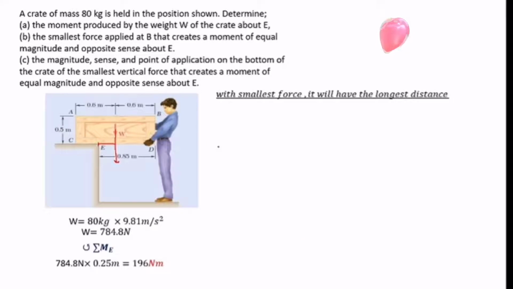Now the question is asking us to find the smallest force applied at B. So we are going to get the force here that creates a moment of equal magnitude and opposite sense about E. So we are supposed to find the smallest force at B. Now we have the moment, but how do you get the distance? I once told you that the smallest force has the longest distance. So we are going to find the longest distance, and from E to B, this is the longest distance, as you can see.